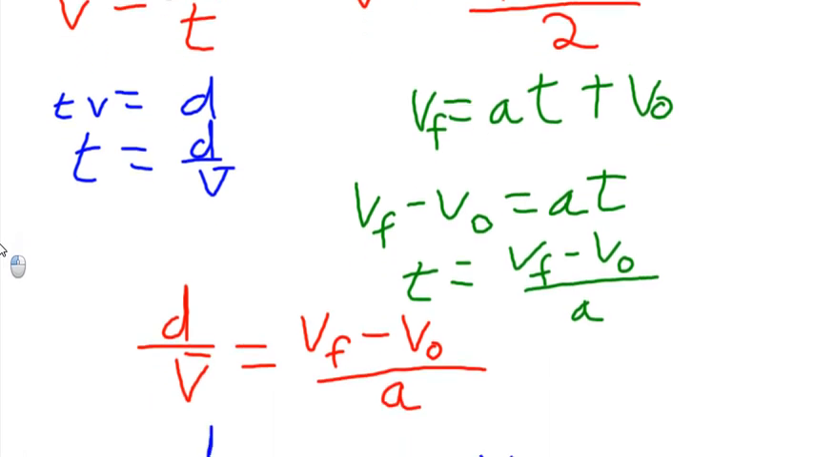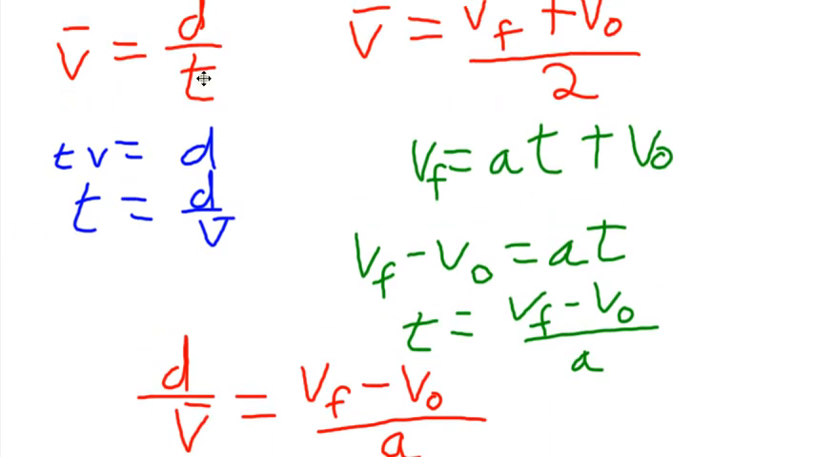The first thing that I want to go through is this part over here that I want to highlight. So we have v is equal to d over t. We can move the t over, so it's tv is equal to d, and then t is equal to d over v. That's the first manipulation. And then we're going to use our vf is equal to at plus v naught, move the v naught over, so it's vf minus v naught is equal to at, and then t is equal to vf minus v naught over a.